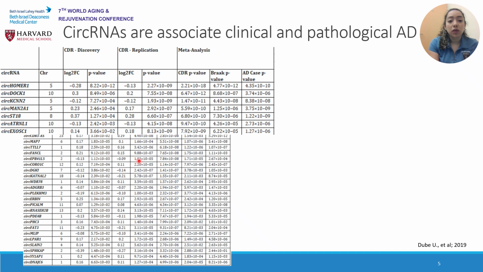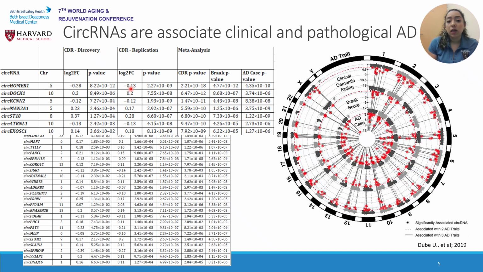I apologize for the complexity of this slide. In this table, Dube and collaborators identify circular RNAs that are significantly altered in Alzheimer's disease patients compared to healthy controls. On the right, the circular plot shows red dots representing circular RNAs associated with clinical dementia rating, Braak staging, and Alzheimer's disease diagnosis, along with their chromosomal locations.